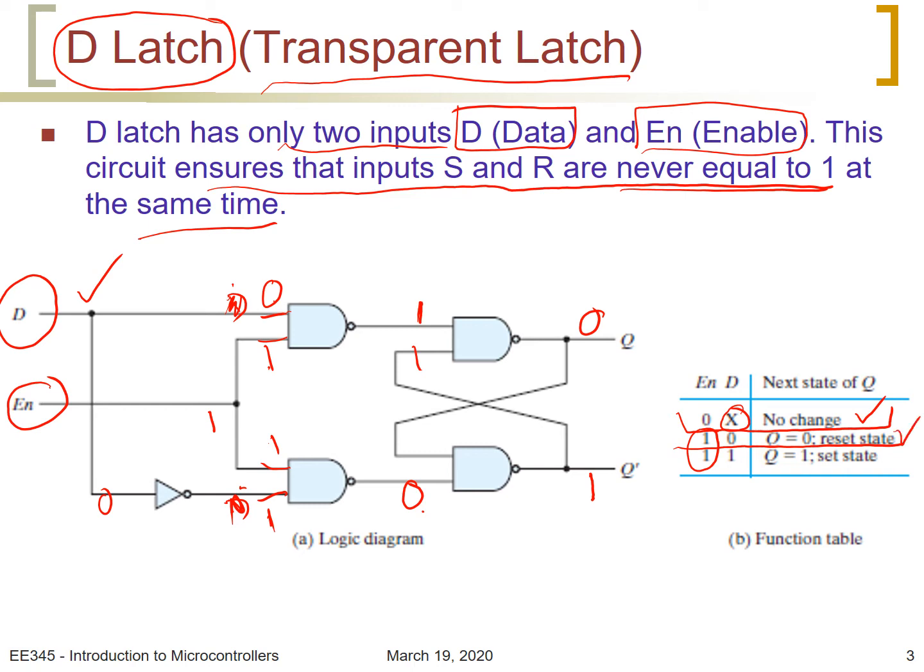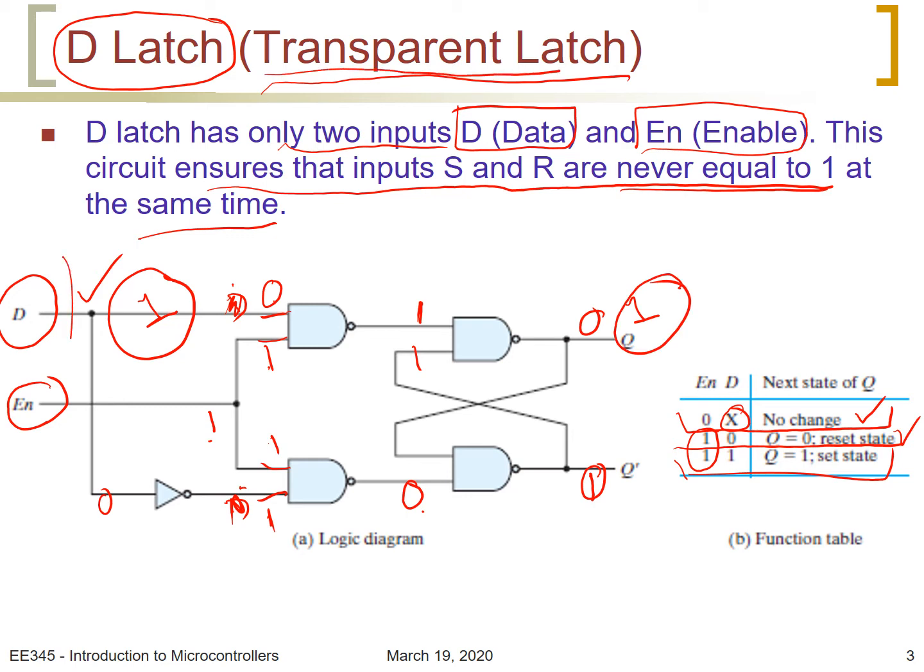the reset state. On the other hand, we can show that if D is 1, Q will be equal to 1 and Q prime will be equal to 0, and the latch is in the set state. So simply, if we look at this in a different way, we can say that when the latch is enabled, whatever D is, Q will take the same value. That's why we call it transparent.